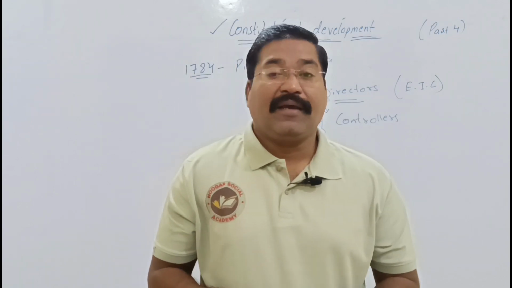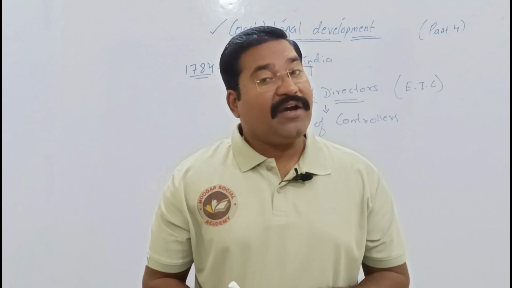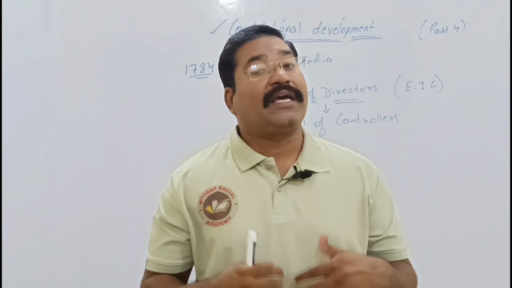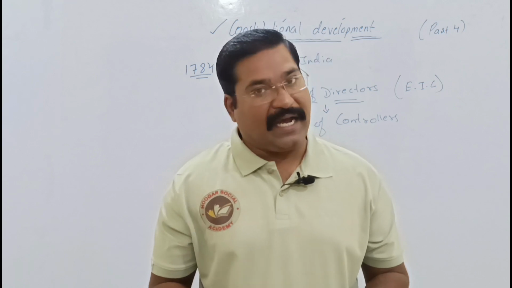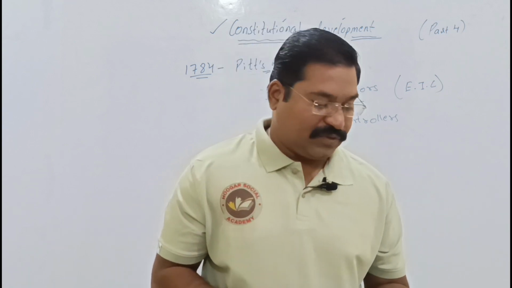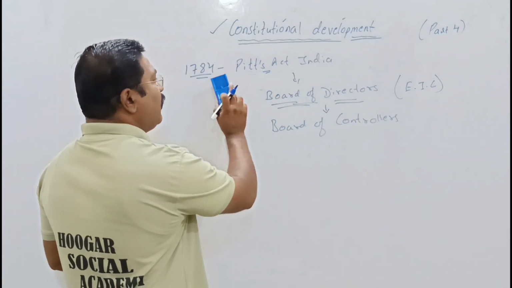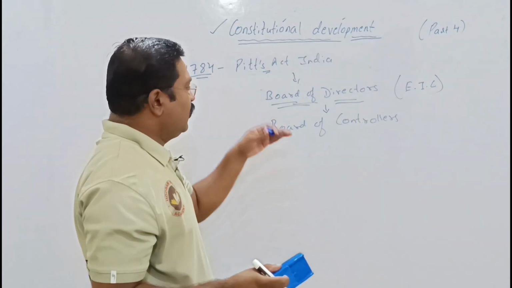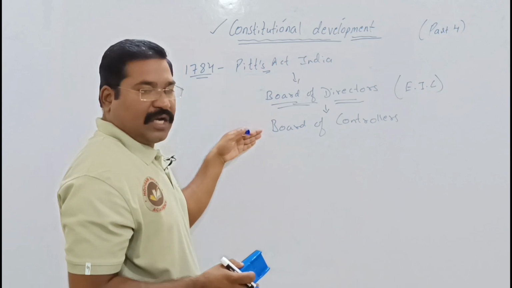Keeping this in mind, the British government or East India Company didn't allow any higher authority or higher post to be held by people of India. No one was allowed to sit on a high post. This was said by the 1784 Pitt's India Act. So the Board of Directors was replaced by the Board of Controllers.